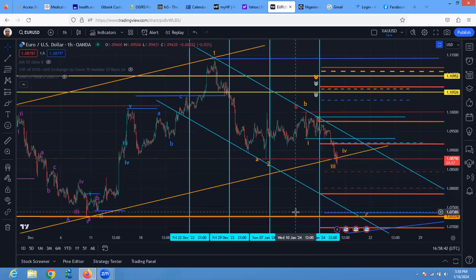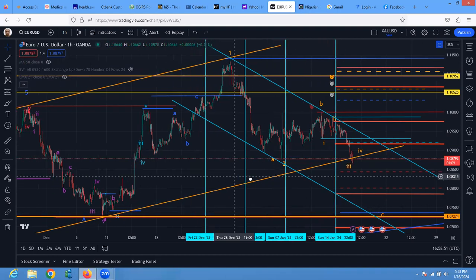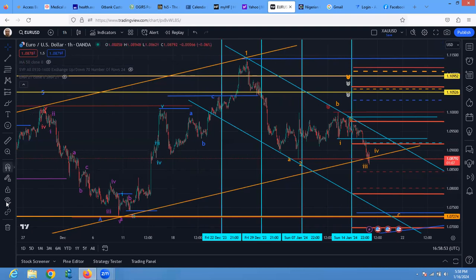So by Wednesday, or Thursday, we should be in this area, and we should be looking for price action to the upside. And that's that about euro dollar.